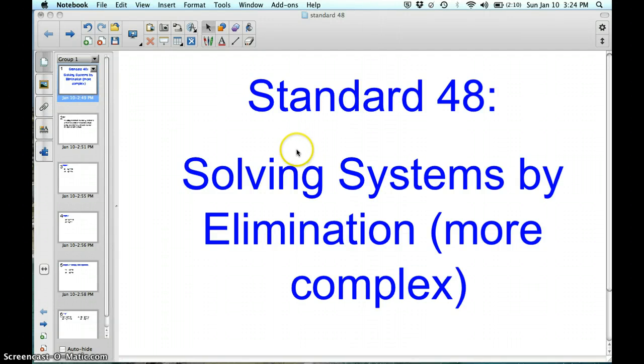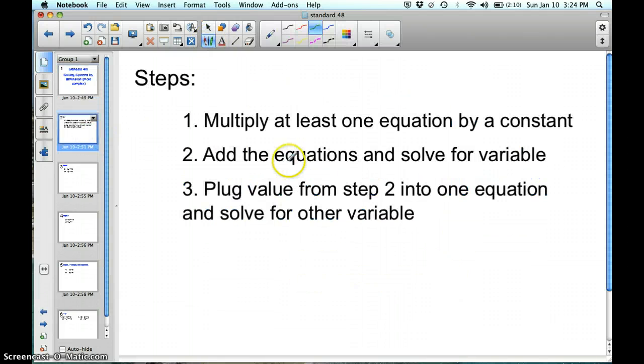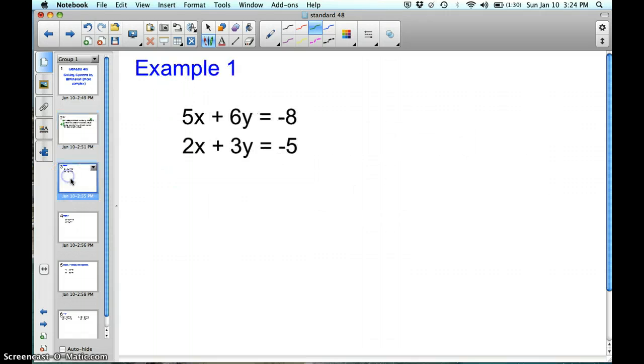This is standard number 48, solving systems by elimination, just a little more complex than standard 47. All right, so go ahead and write down your steps. Really the only new step is this first step here, and then steps 2 and 3 are the same from standard 47. Okay, so the first step, we want to multiply at least one equation by a constant, which is just any number. We're going to add the equations together and then plug back in to find our other variable. Okay, so let's take a look at example 1.